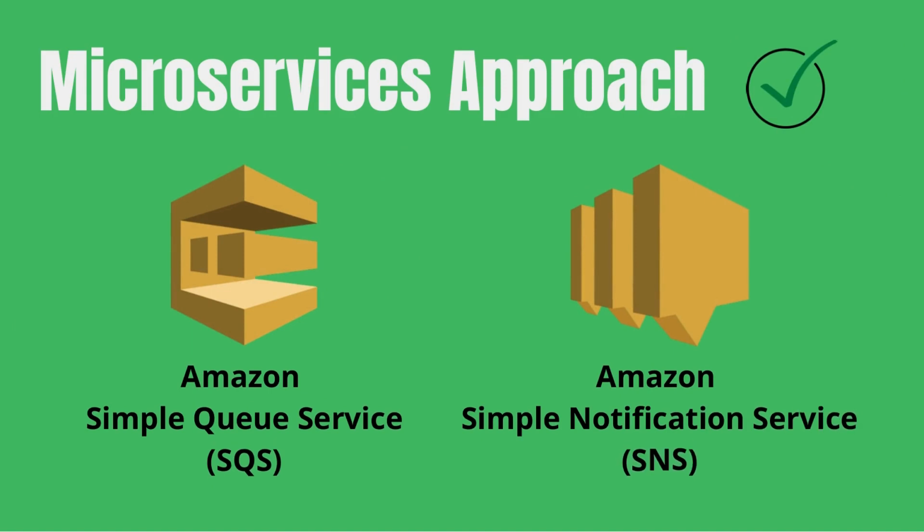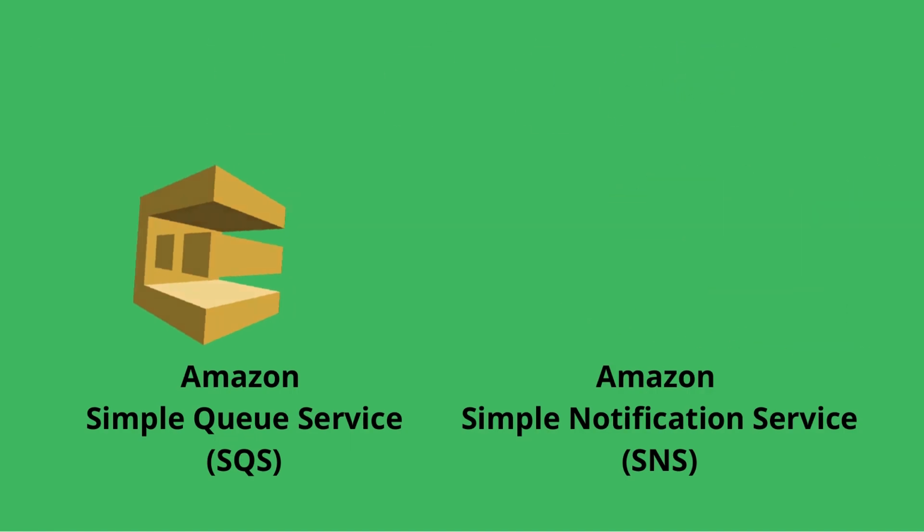When designing applications on AWS, you should take a microservices approach, with services and components that fulfill different functions. The two services that facilitate the microservices approach are Amazon Simple Queue Service or Amazon SQS and Amazon Simple Notification Service or Amazon SNS. Let's look at both of them one by one.